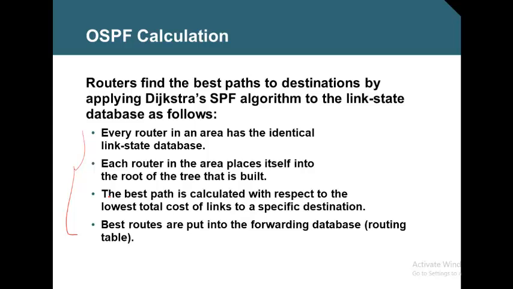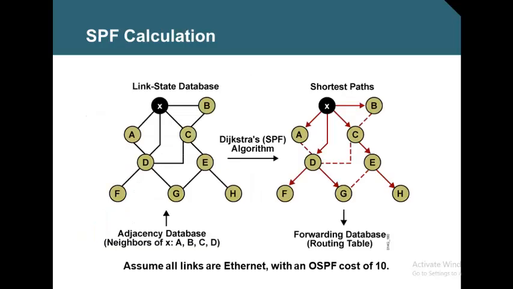This is how the SPF algorithm finds the best path. Assume each link has got a cost of 10. Now, if I want to go to H from X, say all routers will have this identical map. Now I am router X. So I will see, from here to go to H, 10 plus 10 plus 10 is 30 if I take this path. If I take this path, 10 plus 10 is 20, plus 10 is 30, plus 10 is 40, plus 10 is 50. I won't take this. I will choose this.